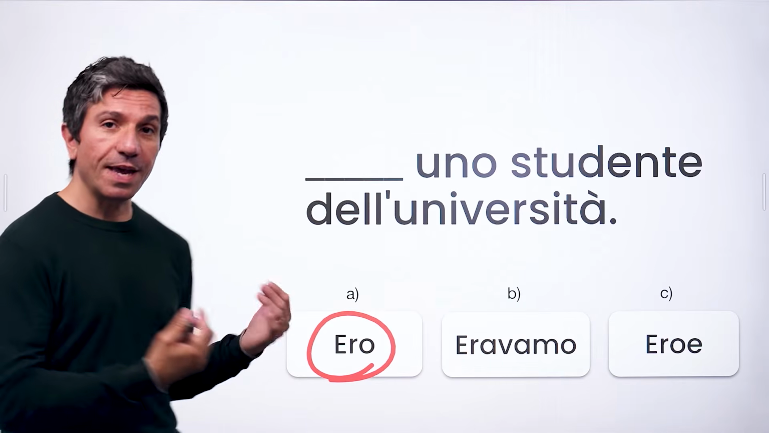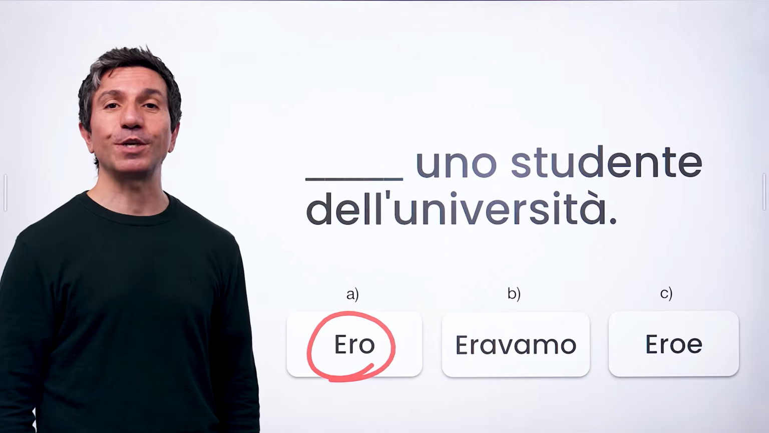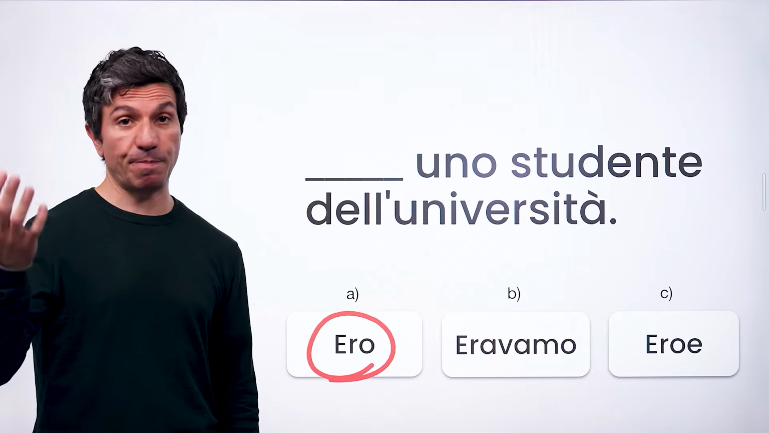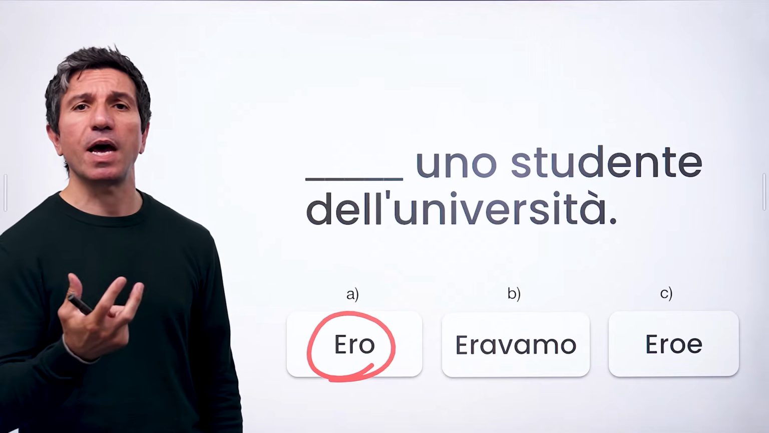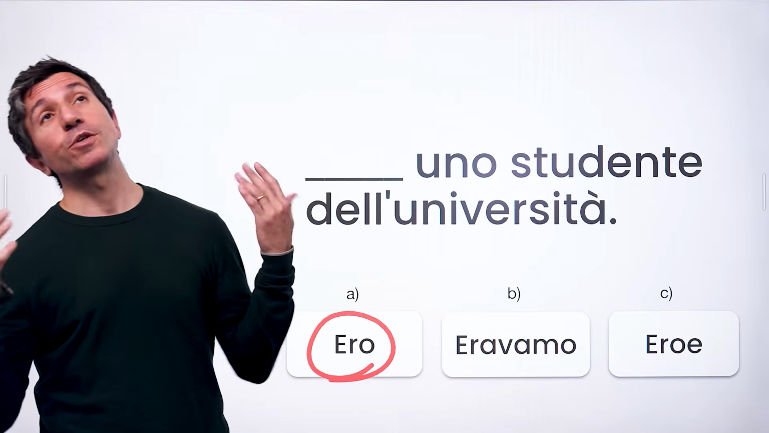We use ero in this sentence because it's the first person singular form of the irregular verb essere in the imperfetto, used to describe a past state about oneself. I was.